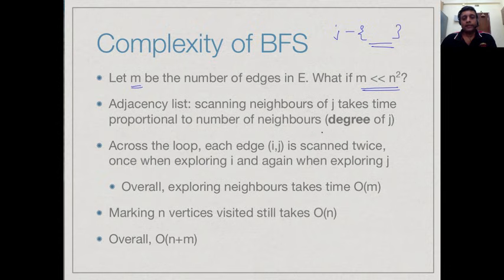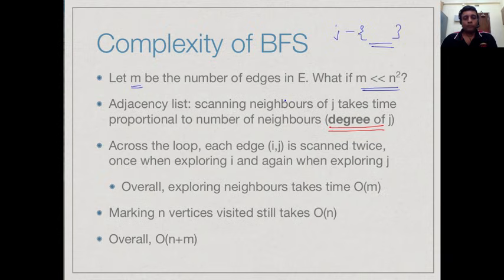This is called the degree. So the degree of a vertex is the number of vertices connected to it. If we do this, then inside the iteration of the inner loop, each step of scanning for the neighbors takes time proportional to the degree of j. Now, the degree of j, of course, varies from one node to another. So how do we count this correctly?